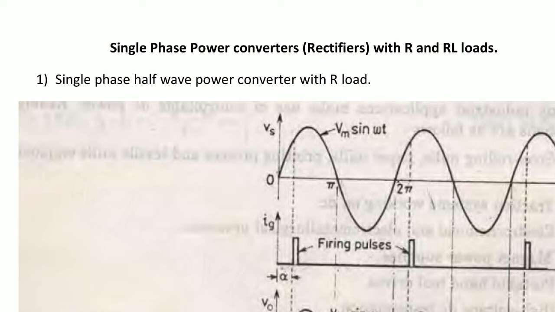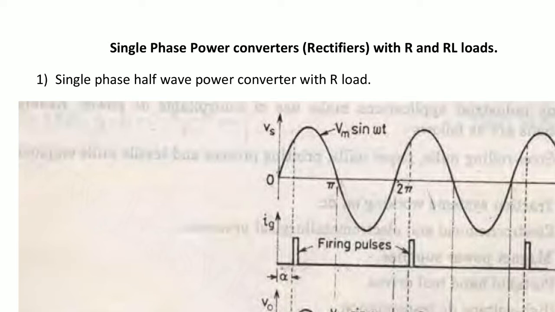Today in this session we will discuss single phase power converters with R and RL loads. Those are nothing but the rectifiers, the device which converts alternating current into direct current, that is AC to DC. There are total four types of single phase half wave power converters. In this video we will learn about the first, single phase half wave power converter with R load.